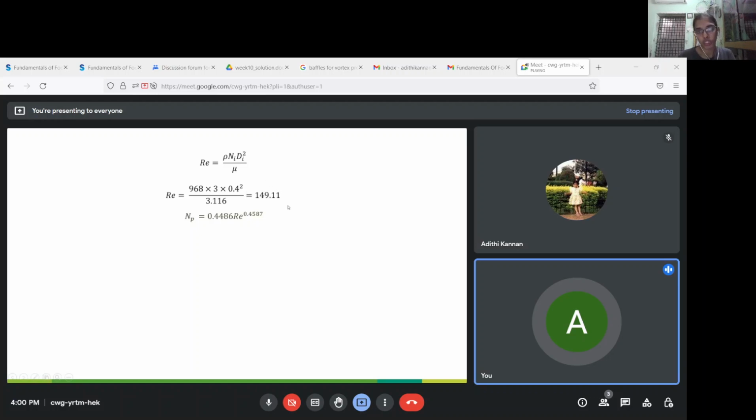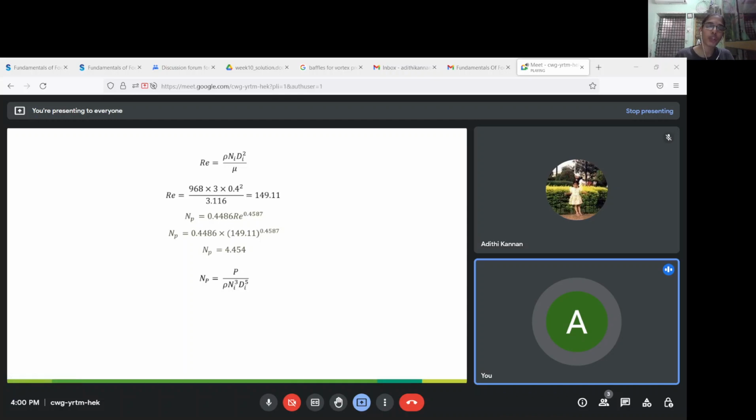So now you have the Reynolds number, you can calculate the power number. If you substitute the values now, NP is equal to 0.4486 into 149.11, which is your Reynolds number that you calculated, raised to 0.4587. So this will give you a power number of 4.454. Power number is a dimensionless number, hence you will not have any units here.